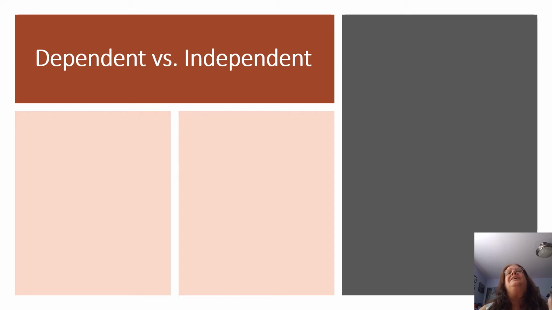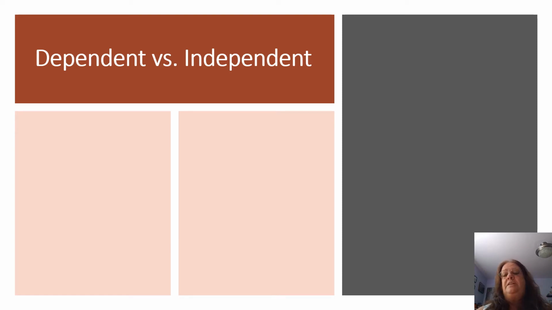Now, within the category of consistent, so there is at least one solution, we have two different possibilities. Okay, dependent and independent. You'll never get inconsistent and either one of these. You're not going to get inconsistent dependent or inconsistent independent. No, it's going to be inconsistent, or consistent dependent, or consistent independent.